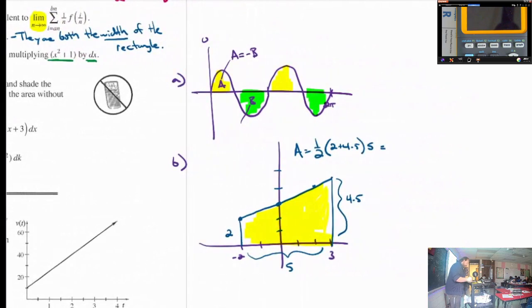So these questions are less about calculus and more about reading the notation. 2 plus 4.5 is 6.5. 6.5 times 5 is that number. Ends up being 32.5 divided by 2, which is 16.25.